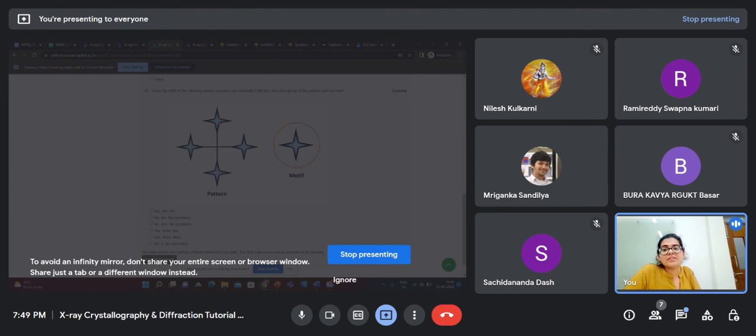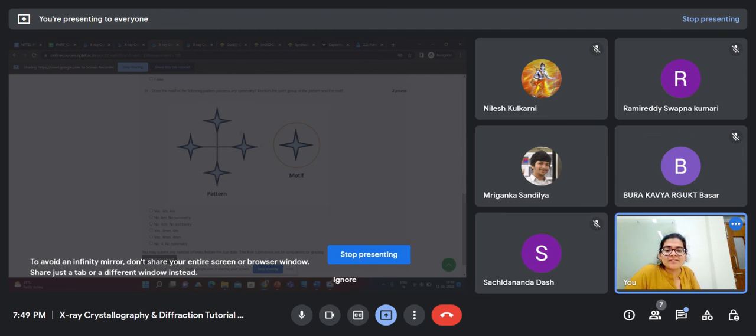So according to the first question, does the motif of the following pattern possess any symmetry? From seeing only, we can see that yes, symmetry is there. So we can eliminate the second, third and sixth options. The options first, fourth and fifth will remain, and it will start from 4. So now you will tell, or in the next class we will see, which symmetry is present in this pattern.